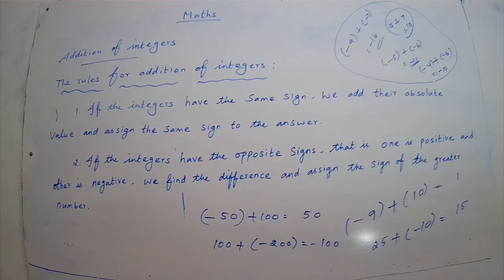Addition of integers. Listen all of you. It's so easy. The rules for addition of integers. First rule is, if the integers have the same sign, we add the absolute value and assign the same sign to the answer. And second one is, if the integers have the opposite sign, one is positive and one is negative, we find the difference and assign the sign of the greater number. Okay children. Now clear? Yes.